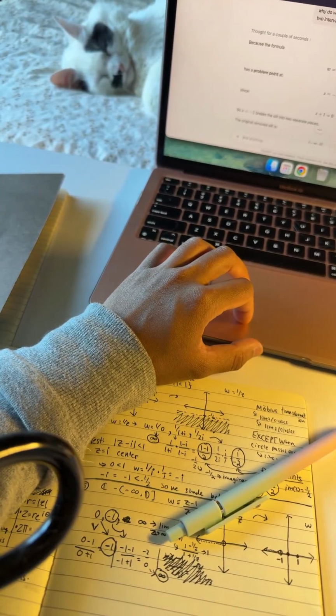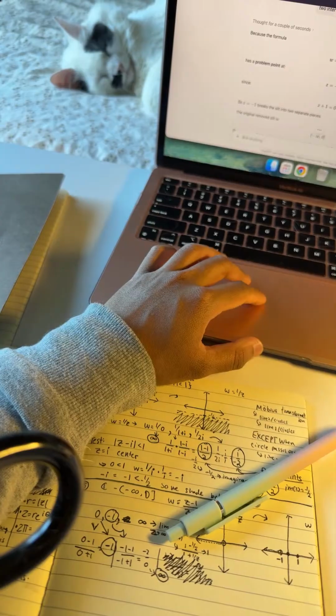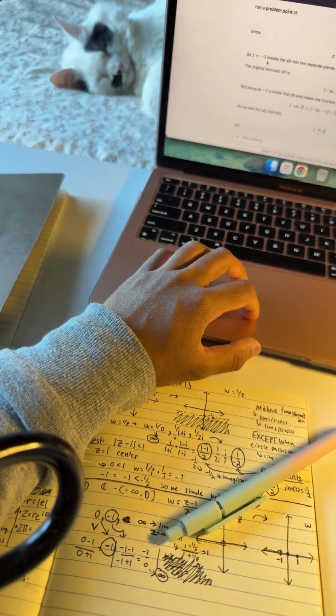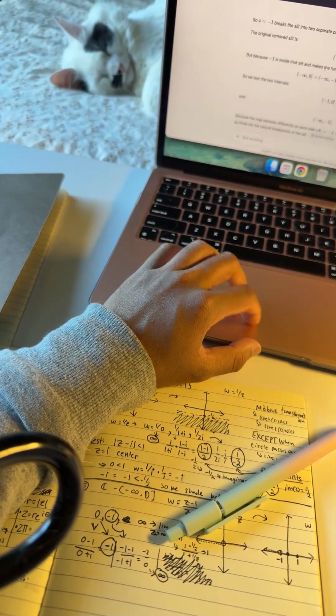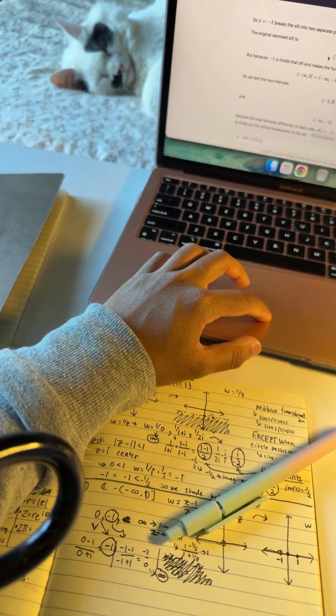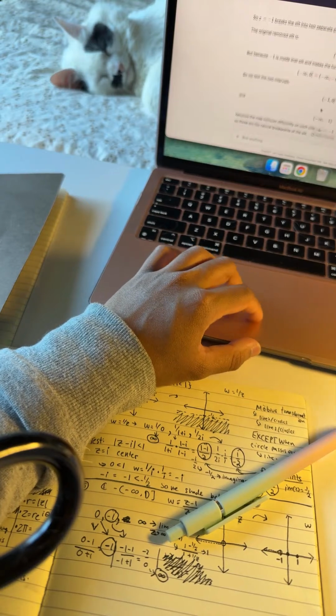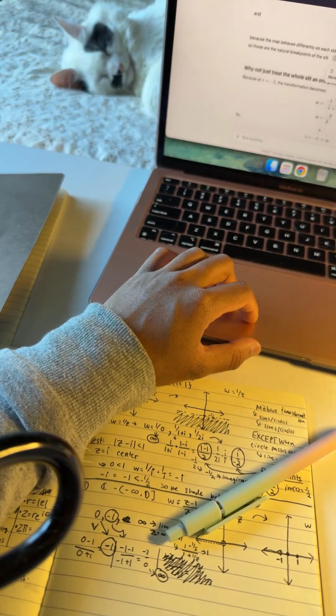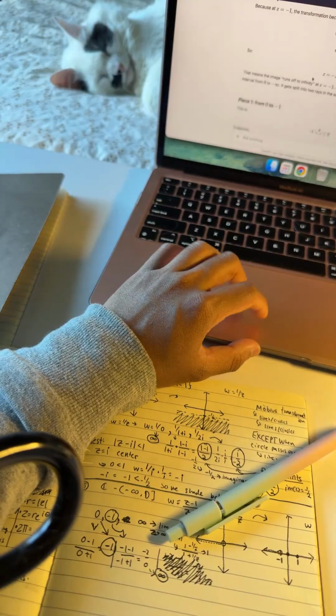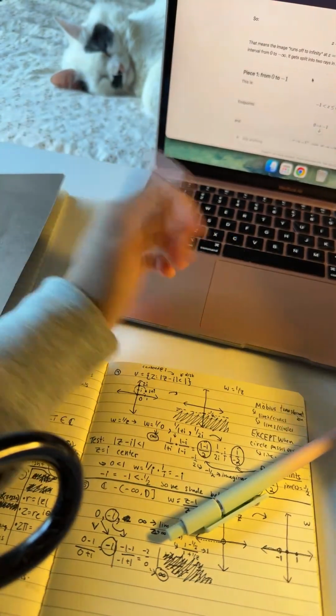Because the formula has a problem point, which is at -1. Since that breaks the slit into two pieces, the original slit is the negative real axis, but because -1 makes it undefined, we split it at that point, and then we test the two intervals. And then we see which way it goes.